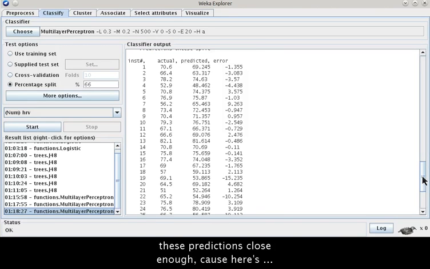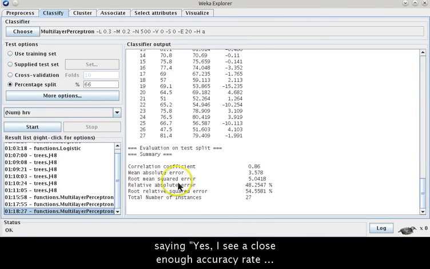say needing to ask, are these predictions close enough? Because here's where we're at with the model. And I thought of them, without knowing what root mean square error is, saying, yes, I see a close enough accuracy rate here between these two. It's useful now. Or maybe them saying no, it's not useful now.